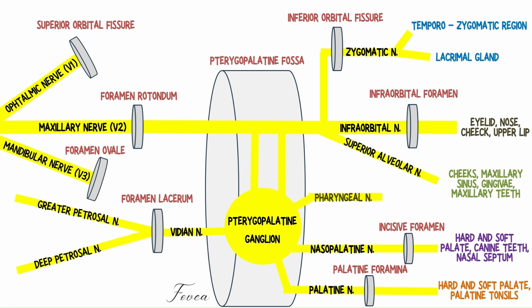The pharyngeal nerve is a small branch that originates from the posterior part of the pterygopalatine ganglion. It passes through the palatovaginal canal with the pharyngeal branch of the maxillary artery and distributes to the mucosa of the nasal part of the pharynx, behind the auditory tube.